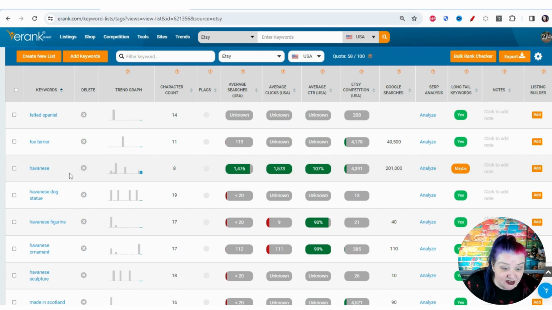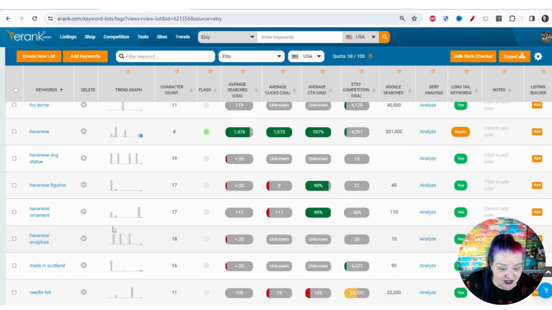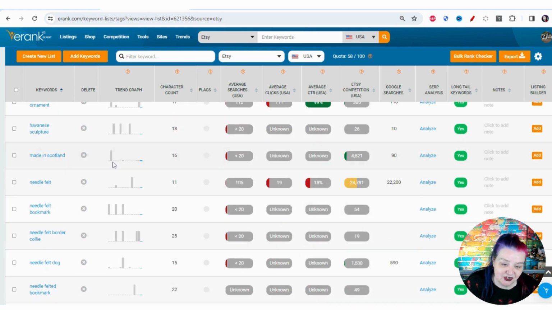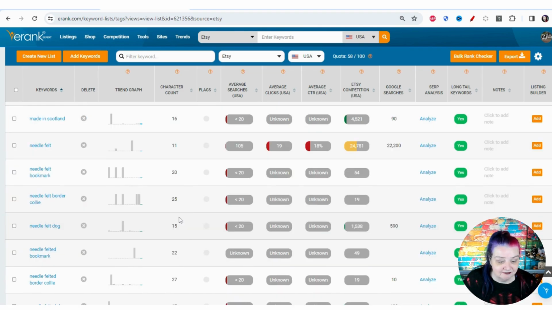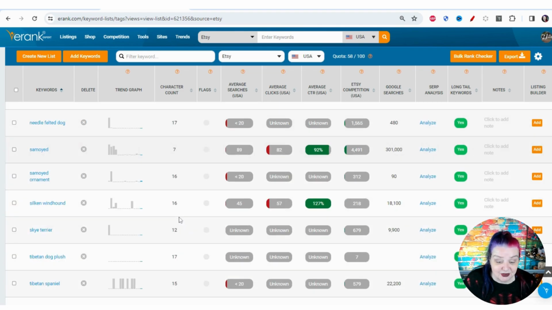Actually, Havanese doesn't look awful. It does have some reasonable searches. So I'm going to give Havanese a light green. I've got a few listings for Havanese dogs, but yeah, so that's not a bad one. Made in Scotland. That's interesting. Last year, well, like a year past November, there was a peak, but not much. Yeah, and that is all there is to it.